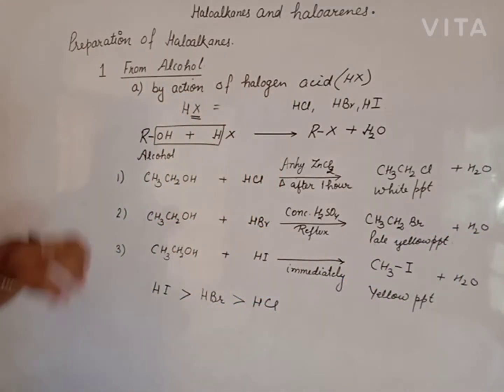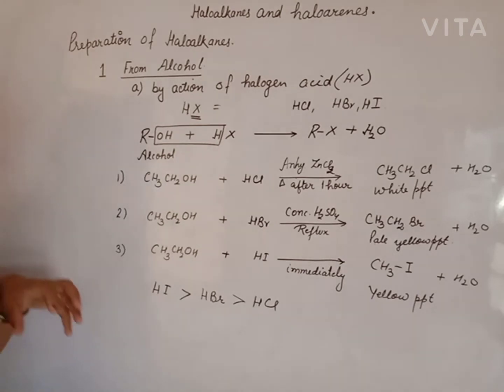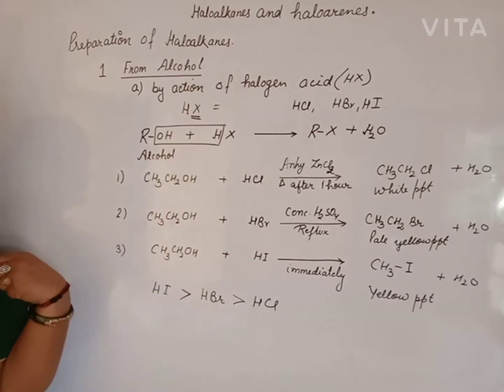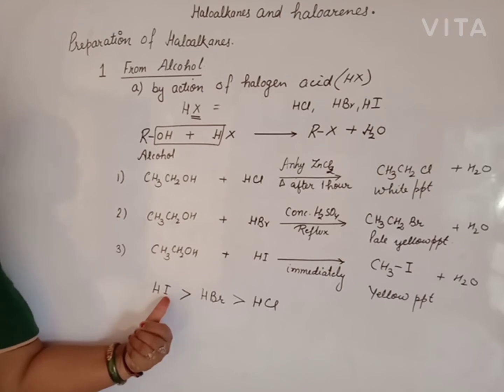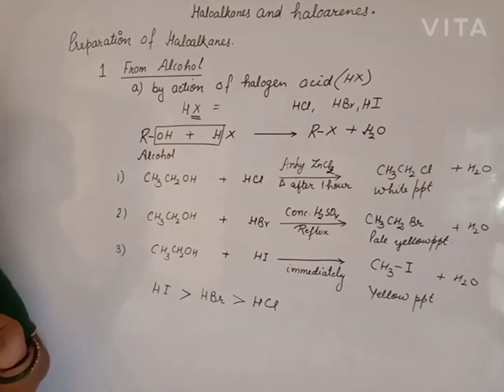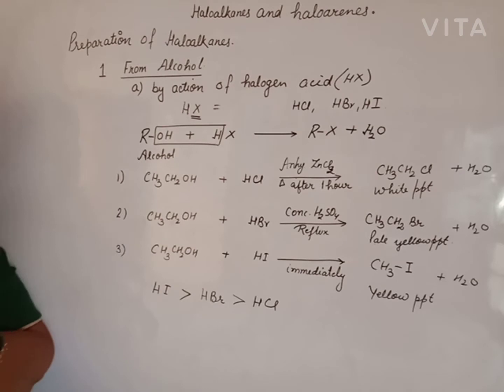So you may explain why HI is more reactive. Down the group, size increases, electronegativity decreases and metallic character increases, so the tendency to lose electrons increases. Hydrogen is least electronegative, and iodine loses electrons very easily, so the reactivity of HI increases.